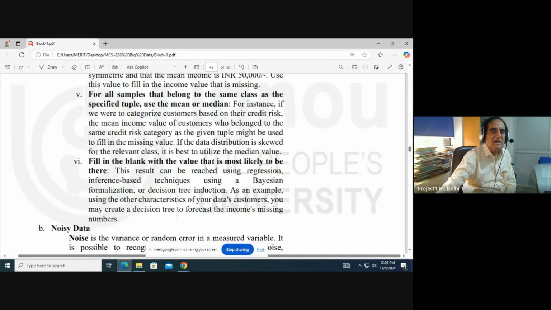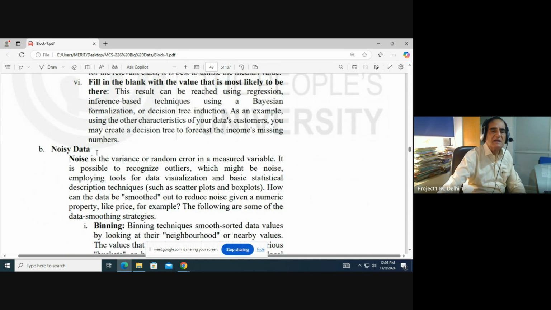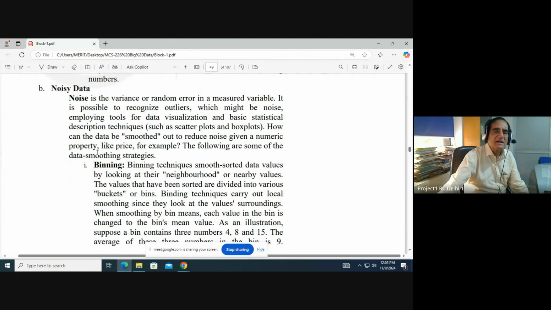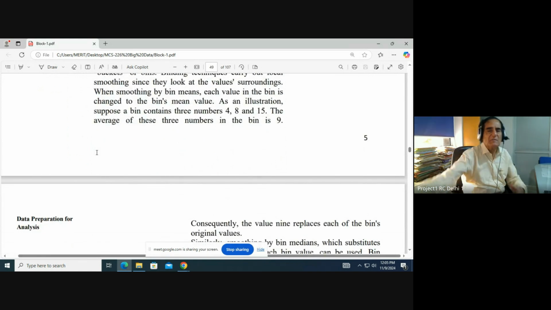Noisy data: noise is a variance or random error in measured quality, because there can be a problem in your instrument. It's not measuring the data properly. It is possible to recognize outliers, which might be noise, implying tools for data visualization and basic structure. Binning techniques smooth sorted data values by looking at their neighborhood, how the neighbors are.